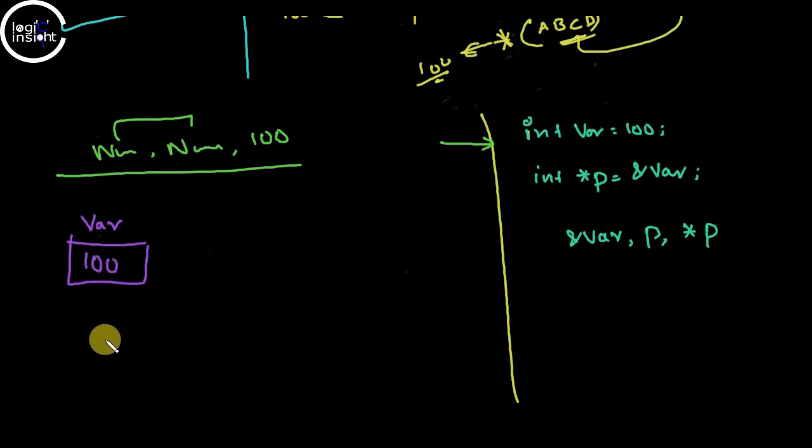While doing this, we have some memory address. For example, consider the memory address as abcd. Okay, abcd.